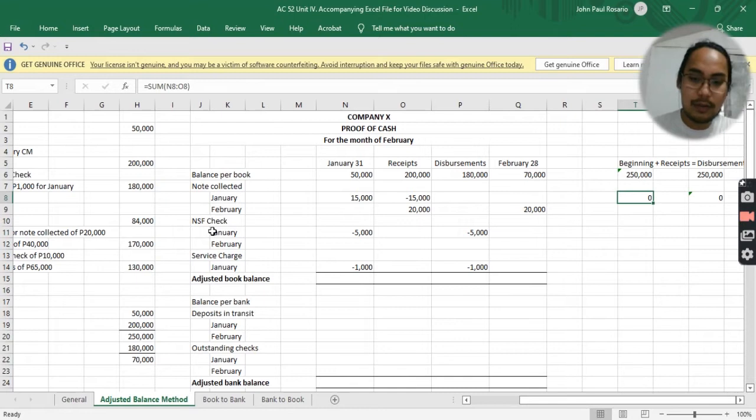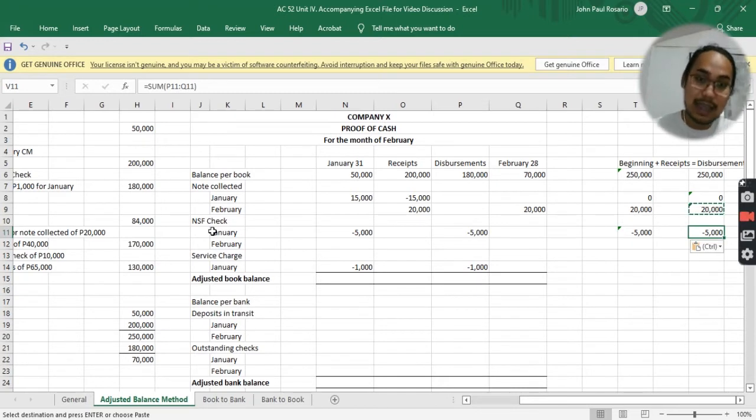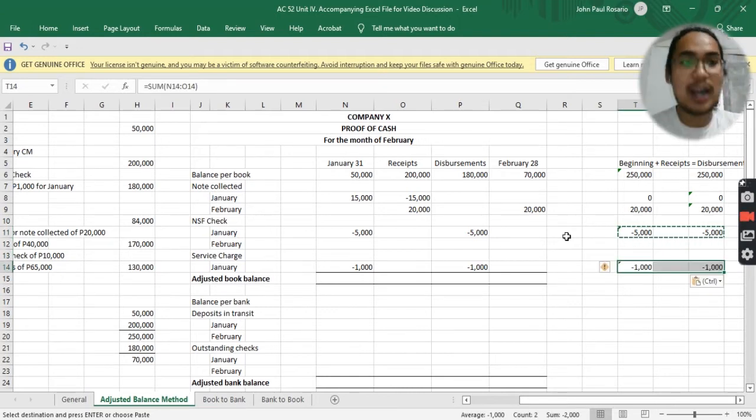Same with the 20,000 dito, no? Let's check here. So, kaning sa February, okay, 20,000 sa PCAS, 20,000 po sa PCAS. So, let's see here. Isa-isa lang sa ta. Negative 5,000 sa PCAS, and then negative 5,000 po sa PCAS nga side. This side, 5,000. This side, 5,000. Same with the 1,000 nga service charge.